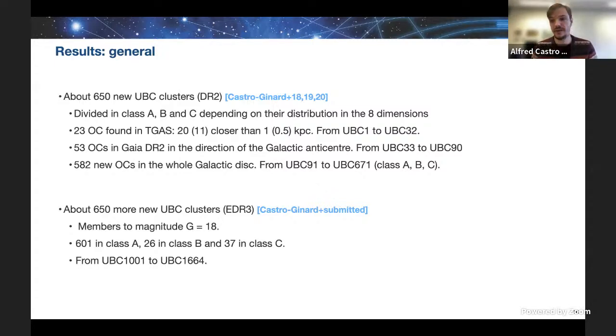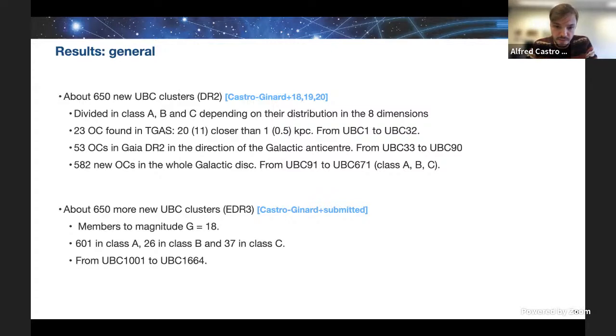but we are able to find around 650 more new clusters in EDR3, and I was surprised about this because I didn't expect this many clusters. But okay, this is what it is. We already divided them into categories or classes A, B, C, depending on the reliability of the cluster. This is assessed visually by looking at the different distributions in the different dimensions and the color-magnitude diagram and the number of members and so on.